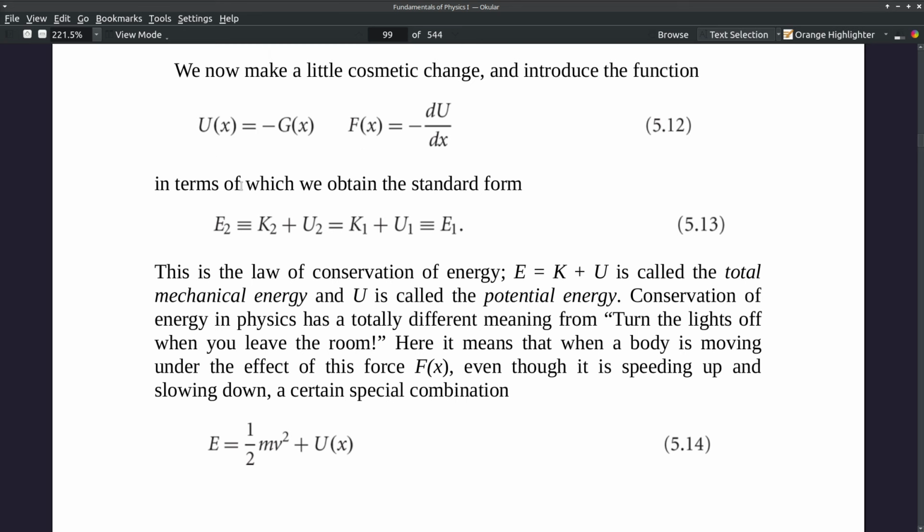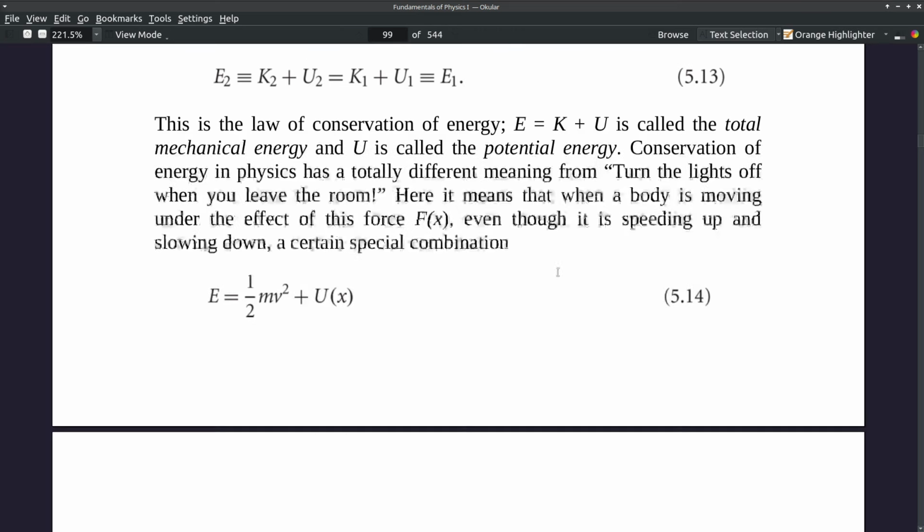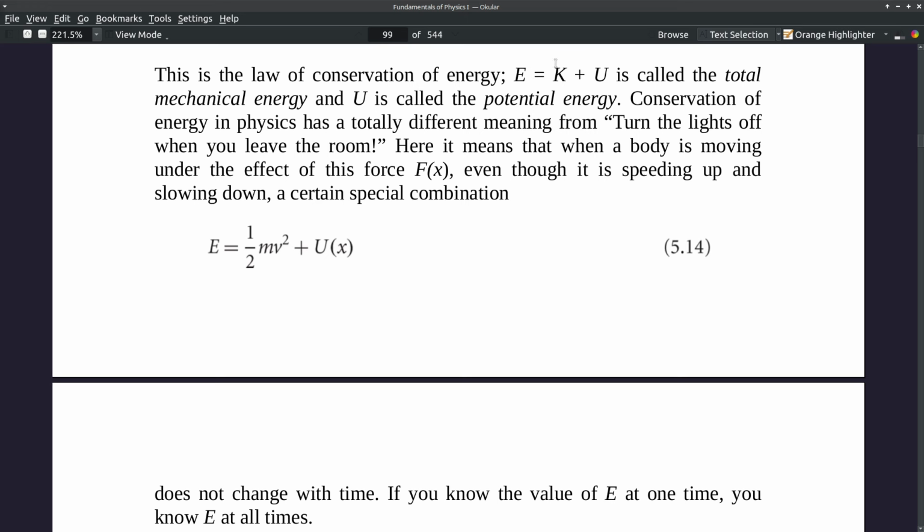In terms of which we obtain the standard form, E2, equivalent to K2 plus U2, which equals K1 plus U1, which is equivalent to E1. This is the law of conservation of energy. E equals K plus U, which is called the total mechanical energy, and U is called the potential energy. So total energy equals kinetic plus potential.